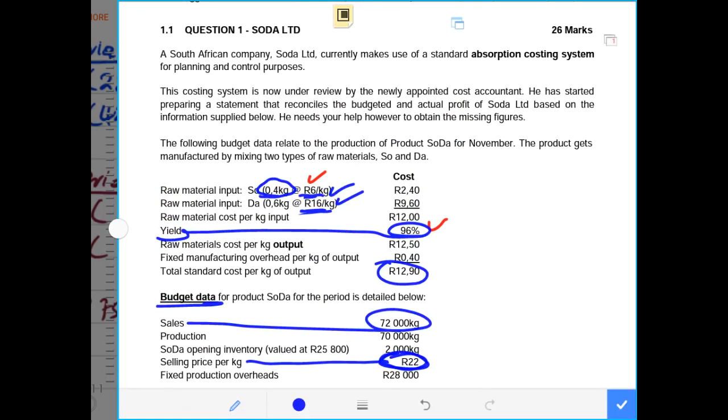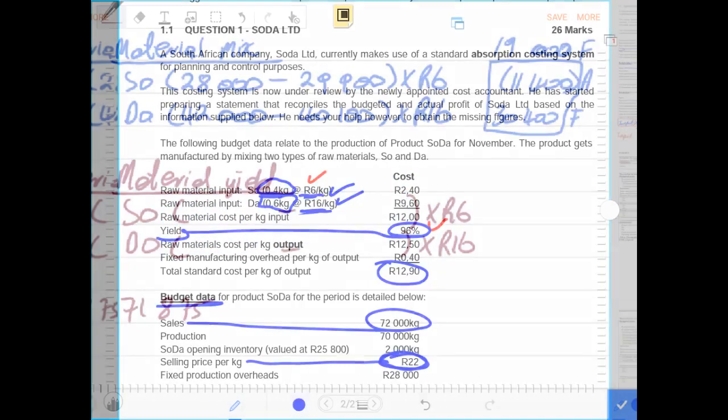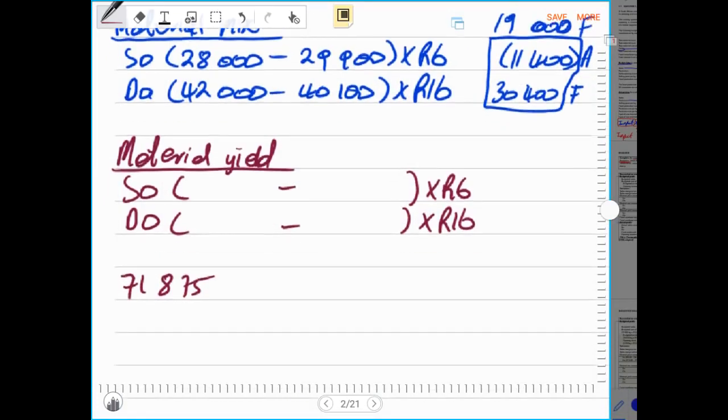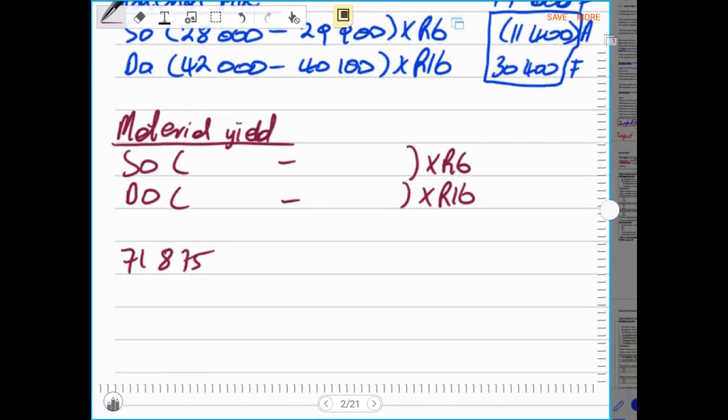Now we need to know how many total kgs of material so must be allowed as input in order for the company to get the actual output of 69,000 units. And also how many kgs of material down at 0.6 kg per unit must be introduced or started with in order for the company to obtain a total yield or total output of 69,000 units.